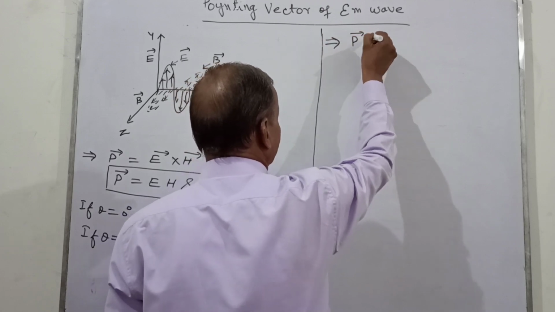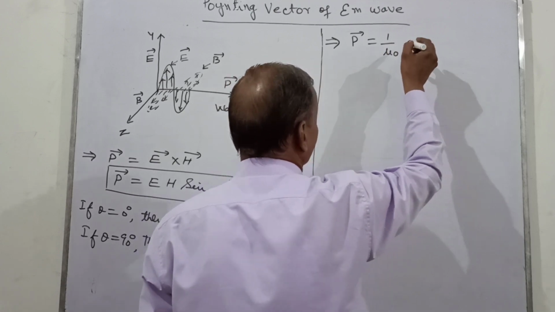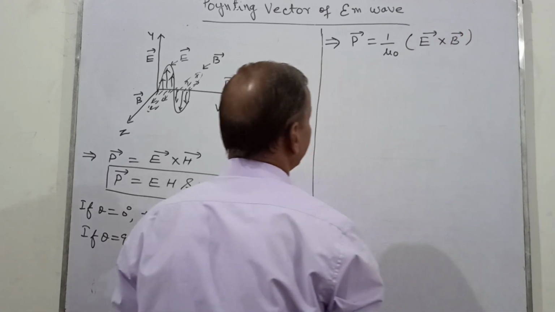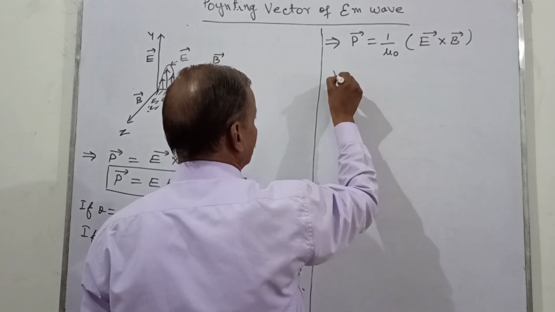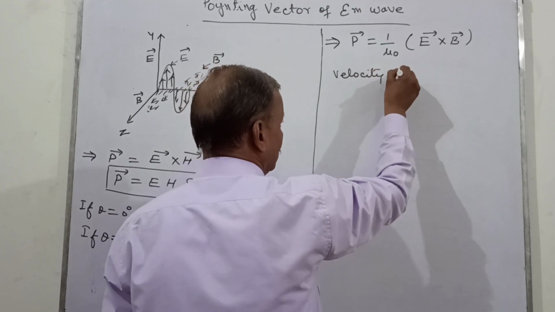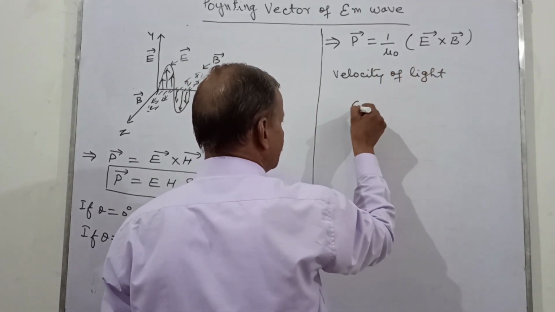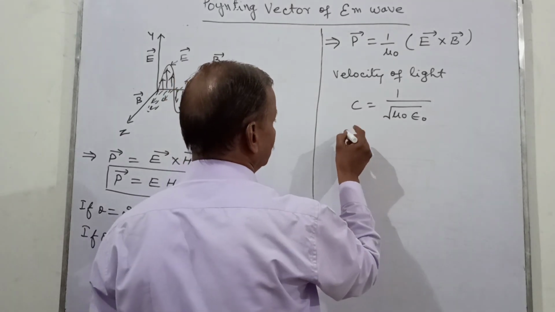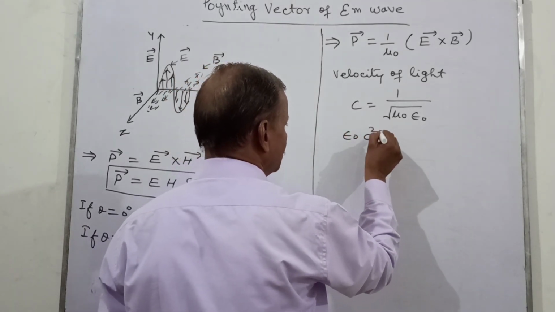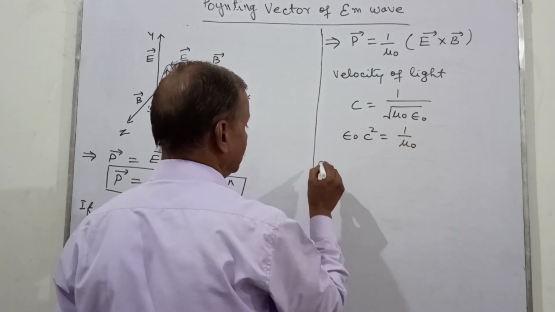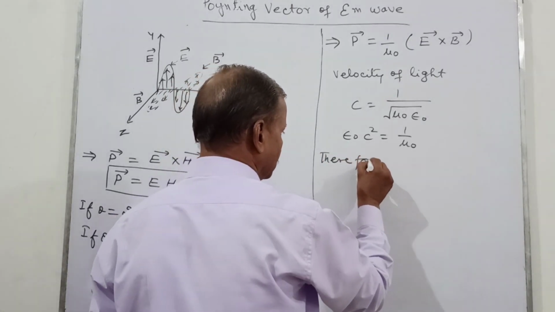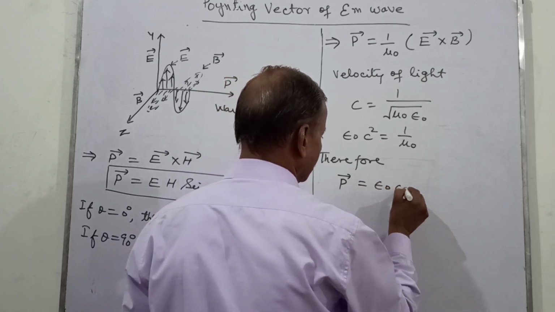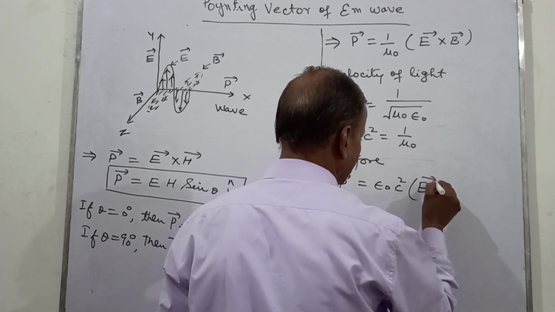Now this P is equal to 1 upon mu naught into E cross B. So now we can write that the velocity of light C is equal to 1 upon square root of mu naught epsilon naught. So this is epsilon naught C square equal to 1 upon mu naught. Therefore, this P is equal to epsilon naught C square into E cross B.